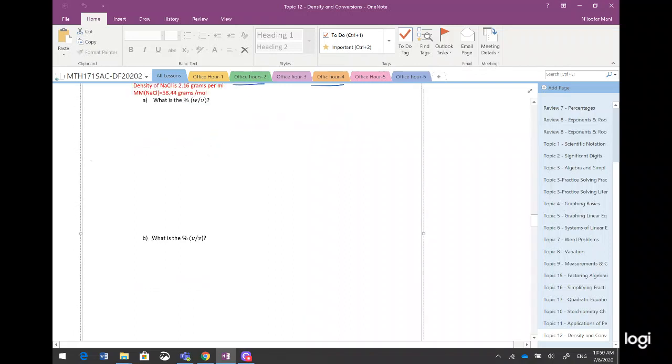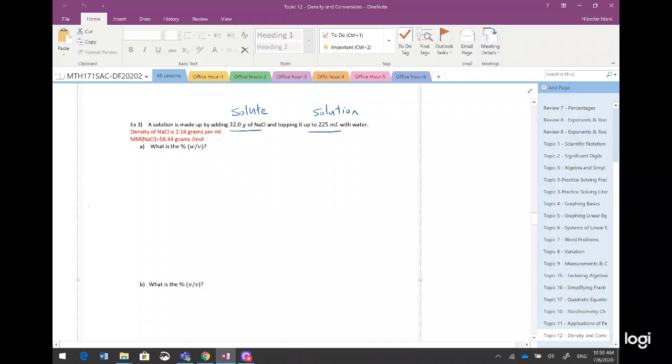Hi everyone, I continue on the lesson to finish topic 12. We have a question here. A solution is made up by adding this many gram of NaCl and topping it up to 225 milliliter with water. When it says topping it up to, it means we are talking about the whole solution.